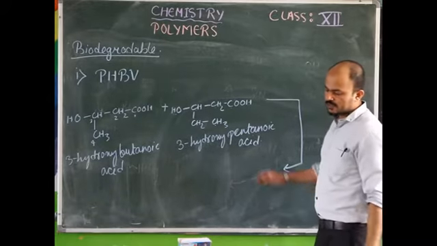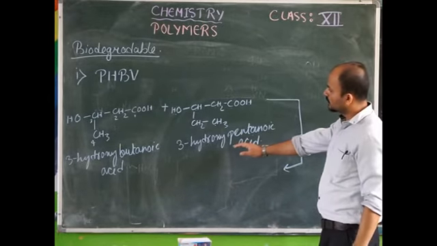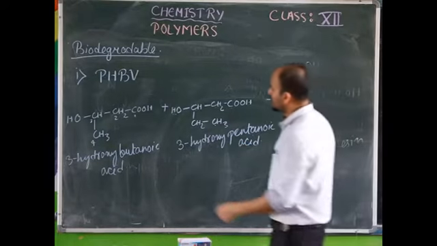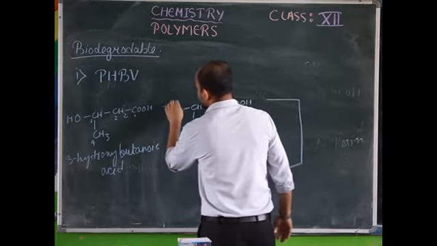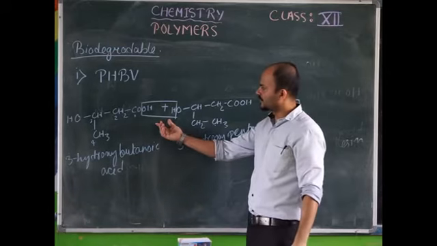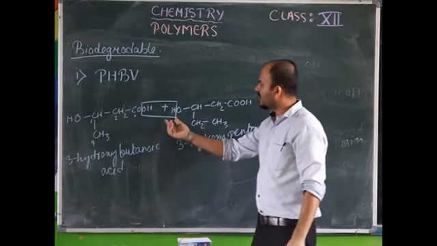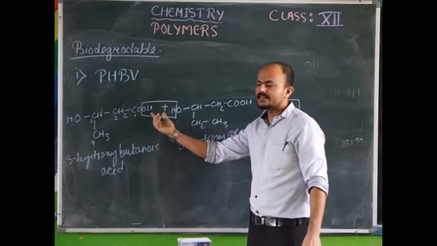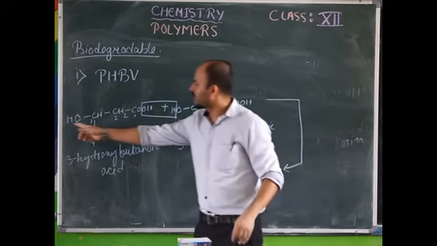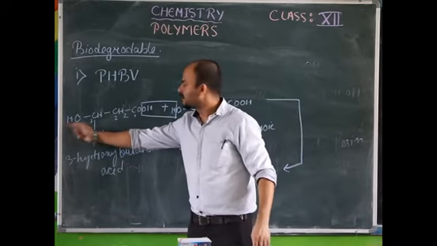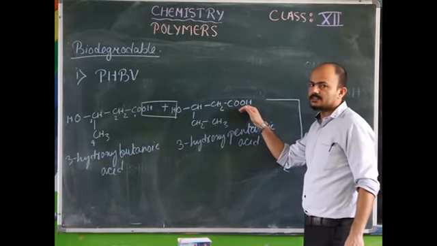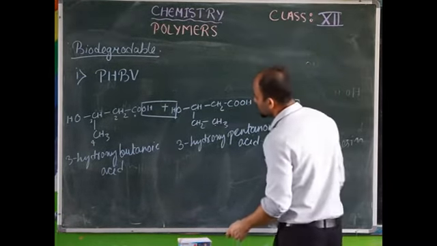Now whenever these two are treated, what happens? A molecule of water gets eliminated. So here you have to remember this: H and this OH will get eliminated. Similarly, whenever it has to form a long chain, this hydrogen will be eliminated and the OH from the other side will be eliminated. So let me write its polymeric form.